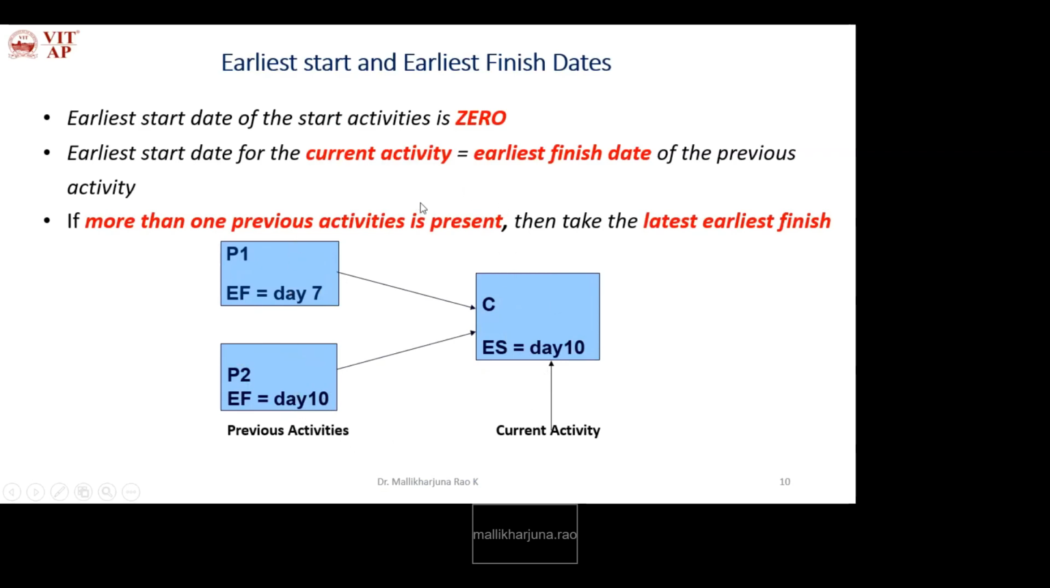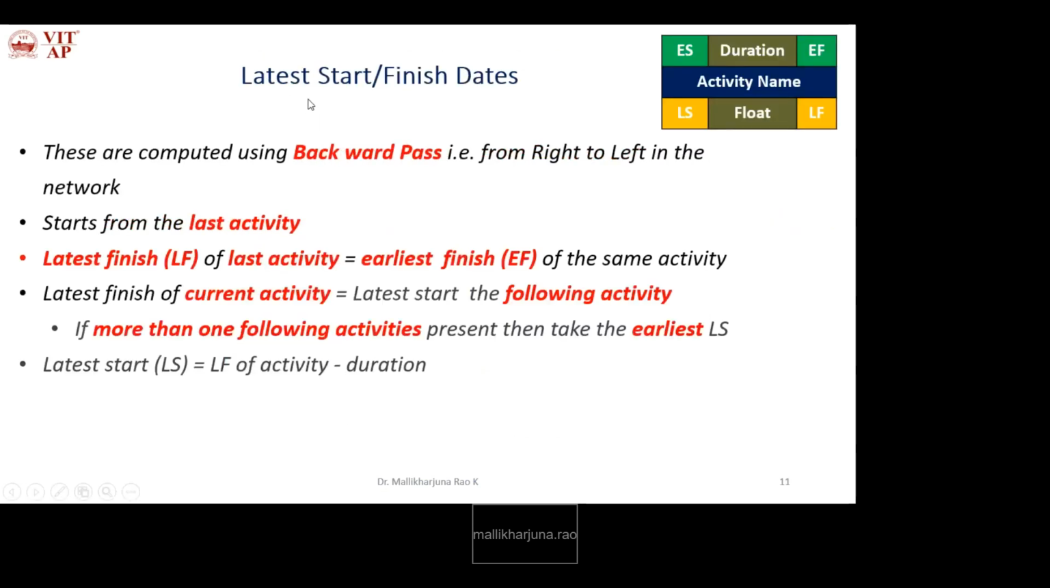In this way we have to calculate earliest start and earliest finish dates for all the activities. Next, latest start and latest finish dates. In the network these are calculated from right to left using the backward pass. It starts from the last activity. The latest finish of the last activity is by default the earliest finish of the same activity, for the last activity only.